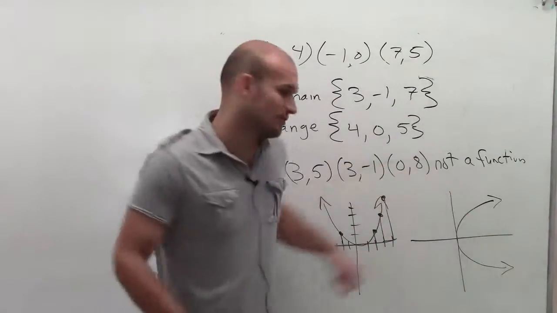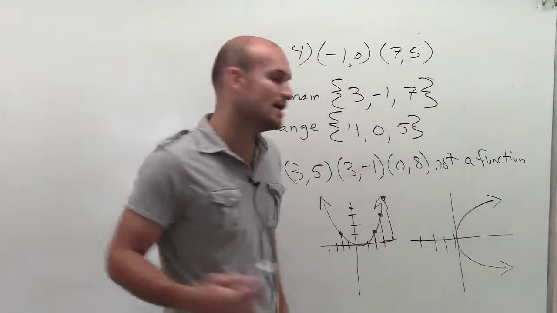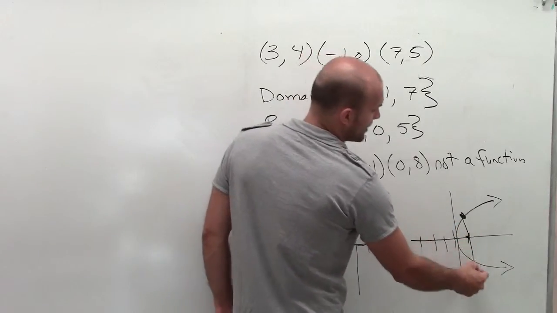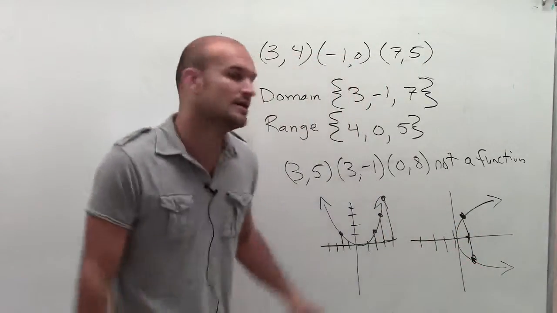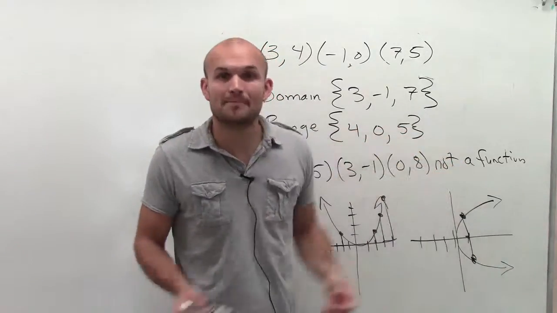Now let's take a look at this graph. Does every x coordinate correspond to exactly one y coordinate? So you go to this point, it corresponds to this y coordinate, but it also corresponds to that y coordinate. So therefore, this would not be a function.